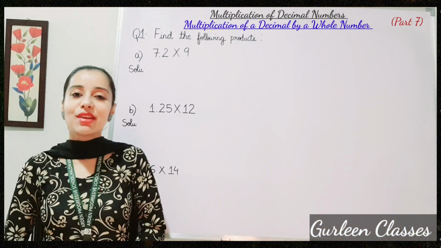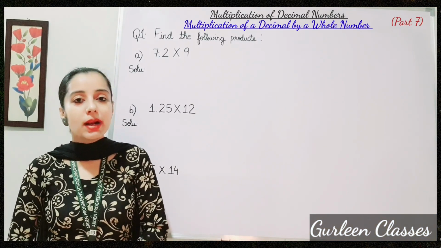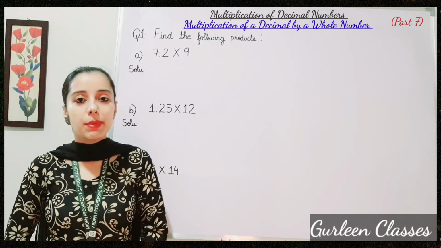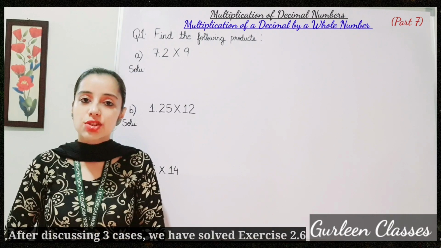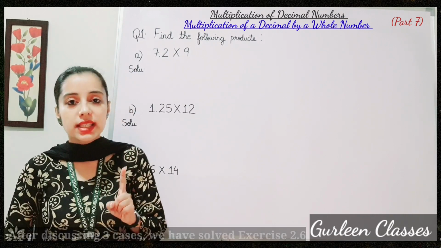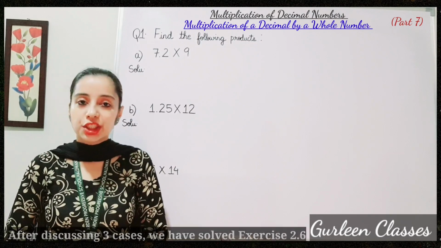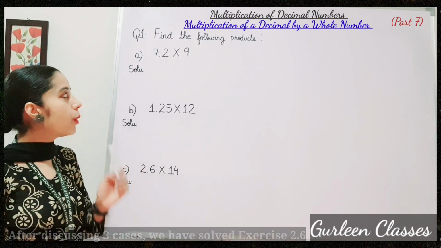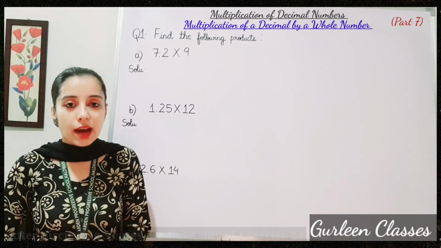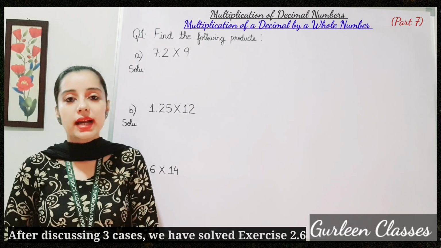So let us start with the first topic of today, multiplication of decimal numbers. In multiplication of decimal numbers, we will be discussing three cases. Your exercise 2.6 is based on these three cases. First case, multiplication of a decimal by a whole number. Question number 1, find the following products. A: 7.2 into 9. We have to multiply decimal number 7.2 by a whole number, that is 9.